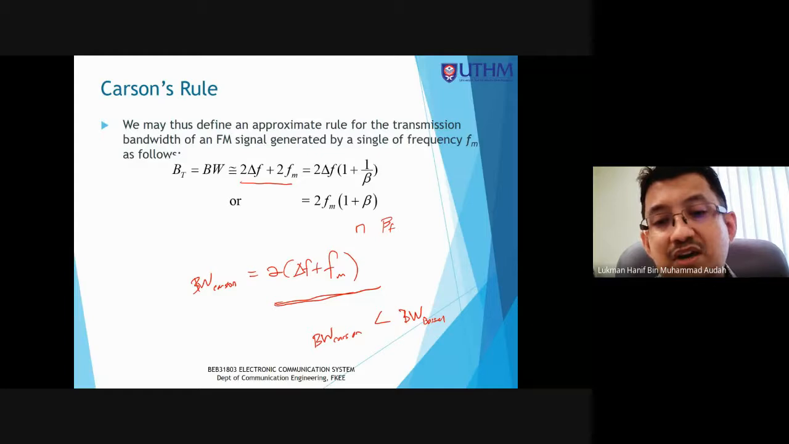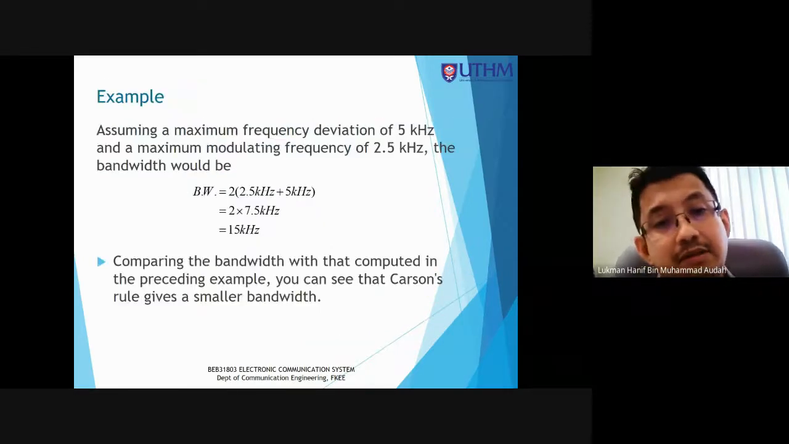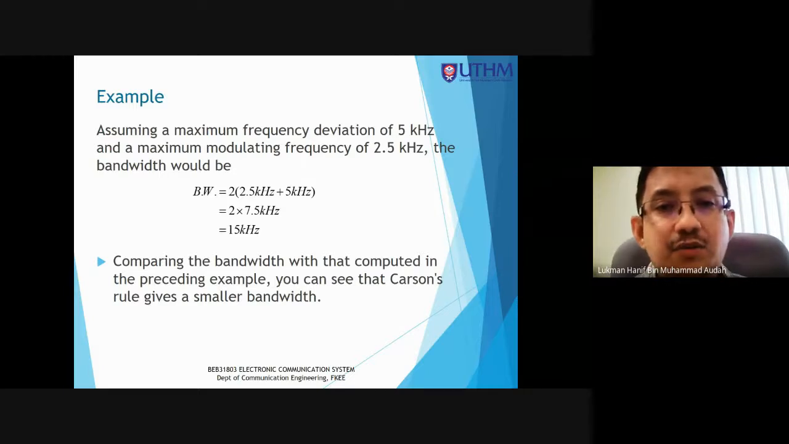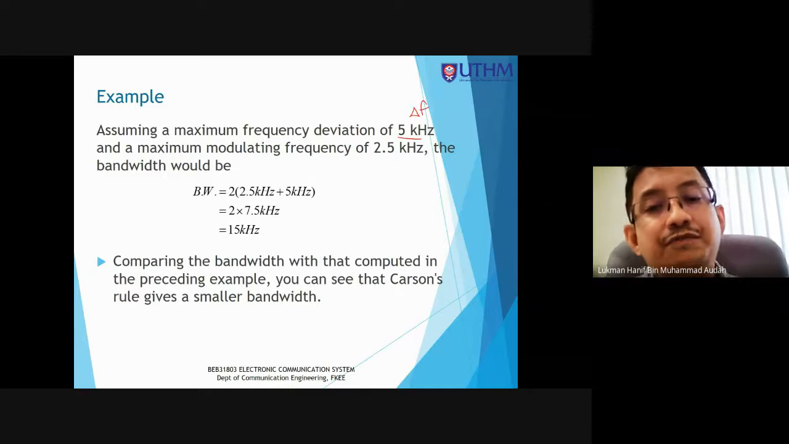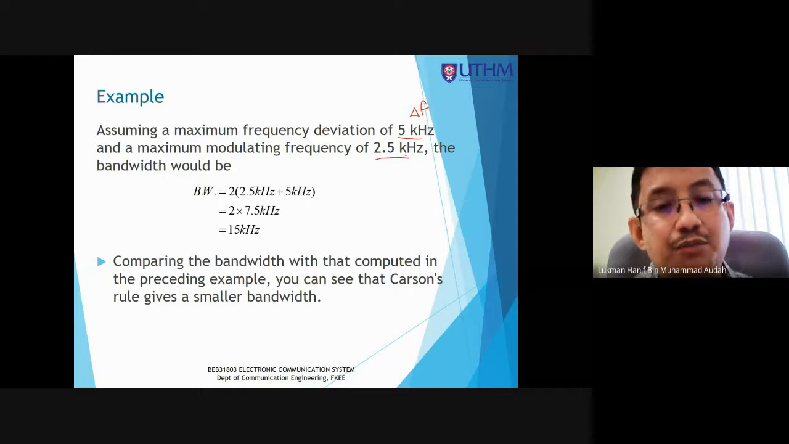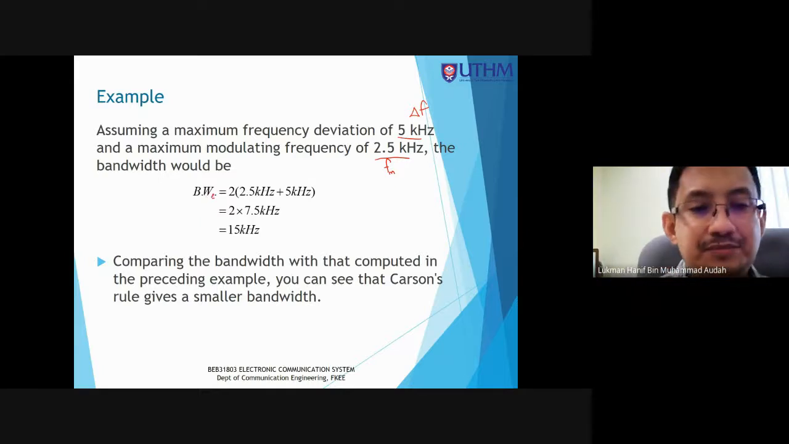Okay, so bandwidth by Bessel is more accurate. Example: you are given a frequency deviation delta F equal to 5K and maximum modulating frequency Fm of 2.5. Calculate the bandwidth. So this is bandwidth by Carson.